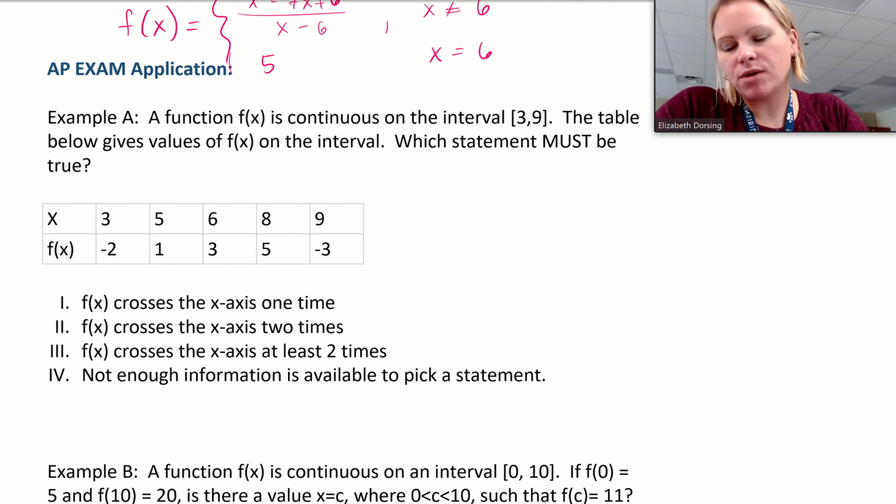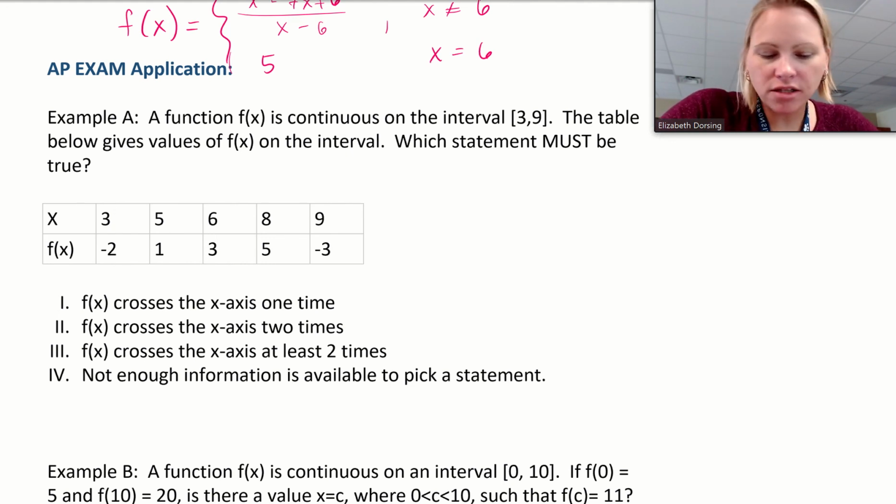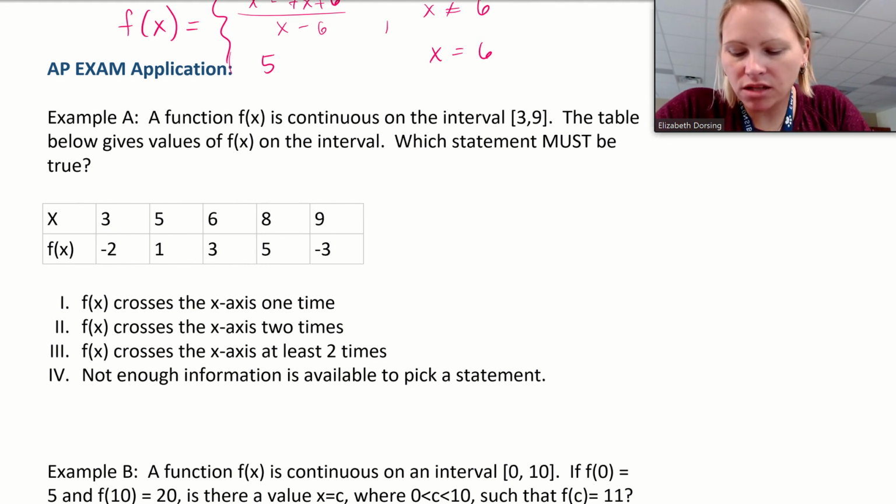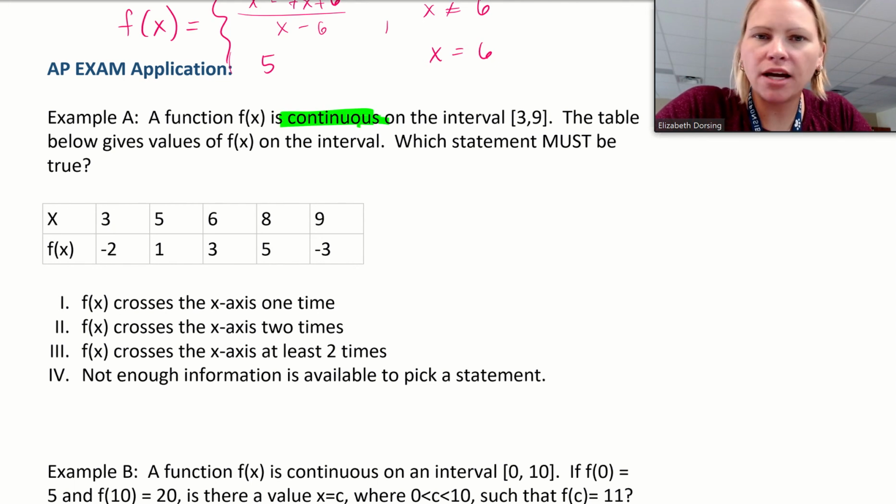So here we have example A. A function is continuous on the interval between 3 and 9. As I look at the table, here are my x values. They go between 3 and 9. Okay, so I am continuous. That's an important piece of information. If I'm told that something is continuous, I want to underline or circle that because that information is not given out lightly.